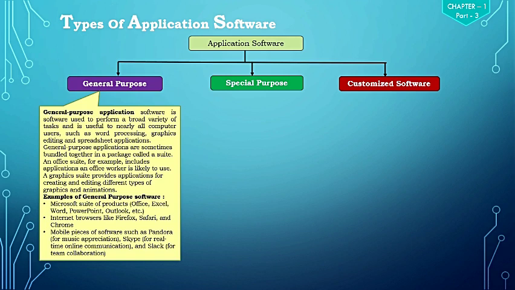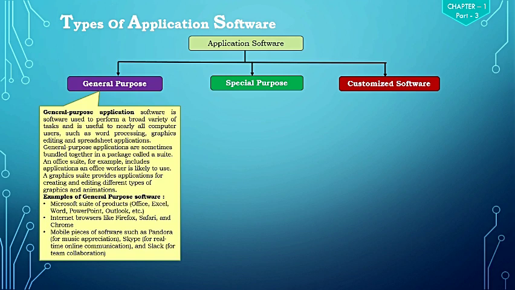General purpose application software is software used to perform a broad variety of tasks and is useful to nearly all computer users, such as word processing, graphics editing, and spreadsheet applications. General purpose applications are sometimes bundled together in a package called a suite.